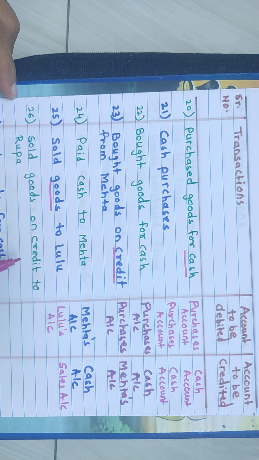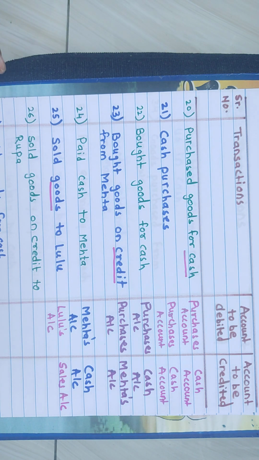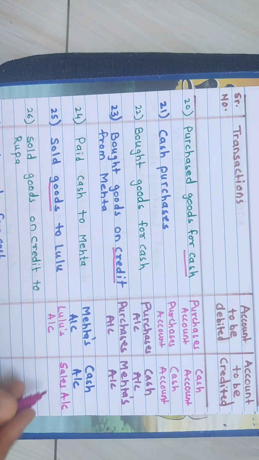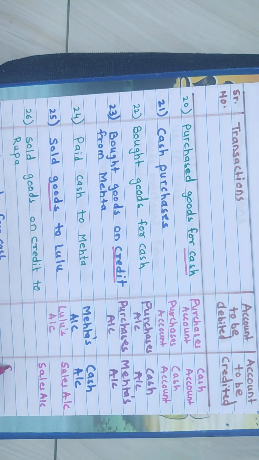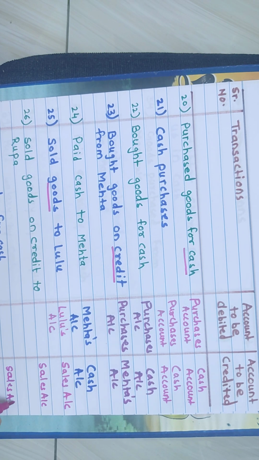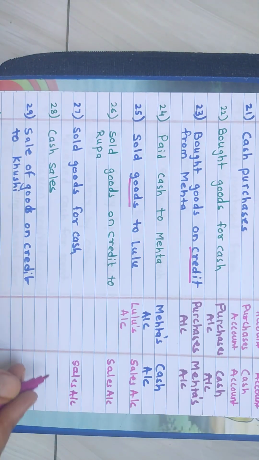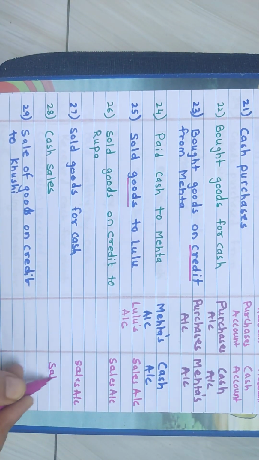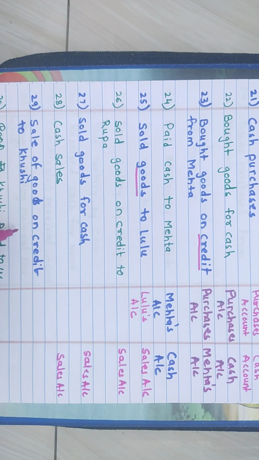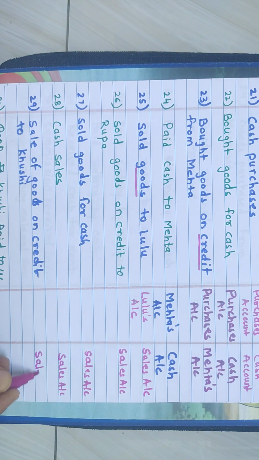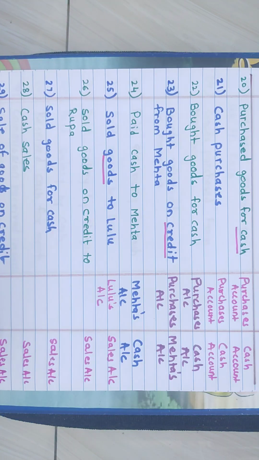Now again, sold goods on credit. See, for all the transactions of sale, whether it is a credit sale or a cash sale, everywhere you have to give credit to sales only. See, sold goods for cash also, sales account will be credited. Sale of goods on credit to Khushi, here also sales account will be credited. Okay, so it is easy.